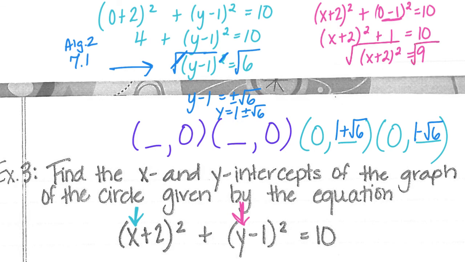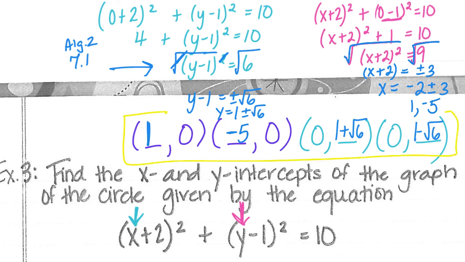When I take the square root of each side, I do need a plus and minus, so this will be x plus 2 is equal to plus or minus 3. And when I subtract 2 over, negative 2 plus 3 is 1. Negative 2 minus 3 is negative 5. So all of my intercepts are 1, 0, negative 5, 0, 0, 1 plus root 6, 0, and 1 minus root 6.